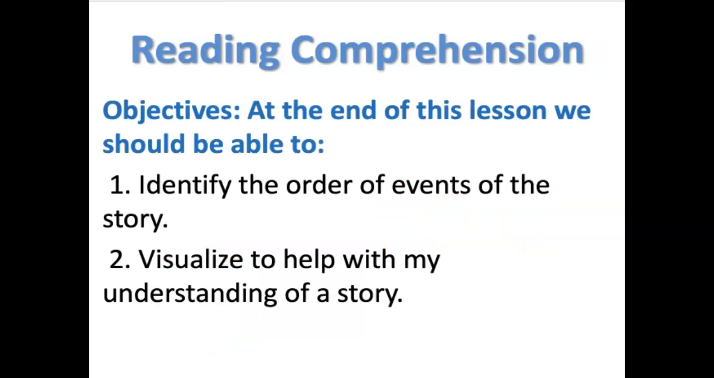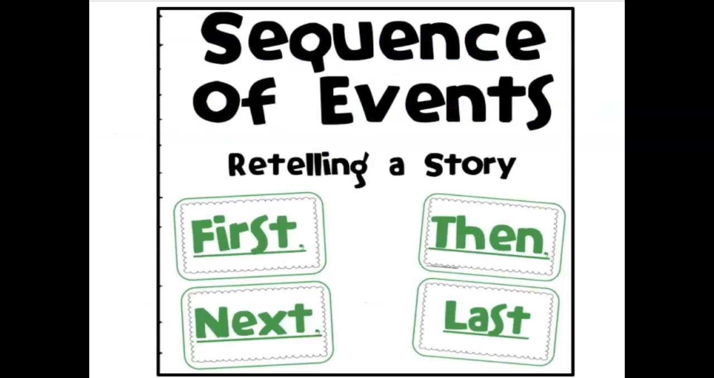Okay, now let's get into our reading comprehension objectives. At the end of this lesson, we should be able to identify the order of events of the story and 2, visualize to help with my understanding of the story. So first, let us have a look at sequence of events.